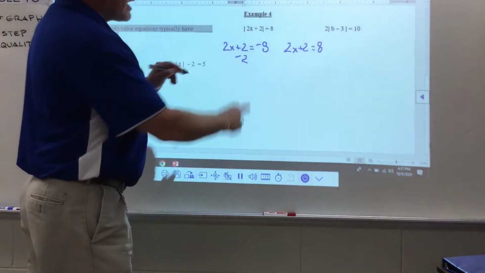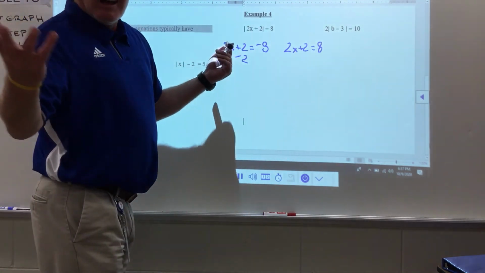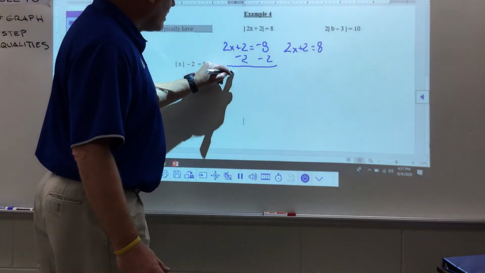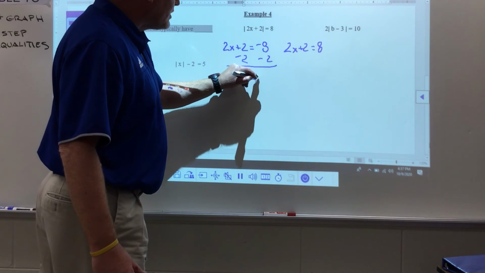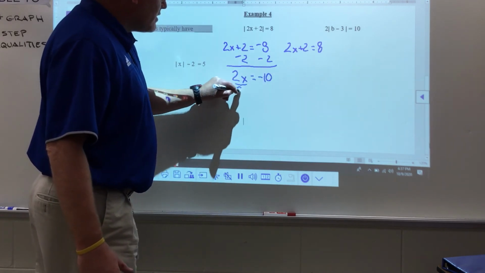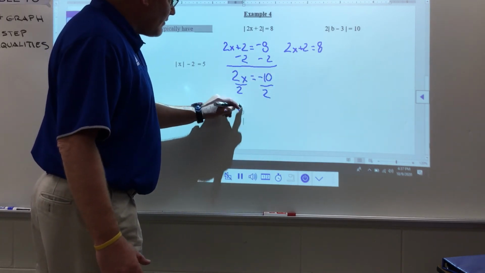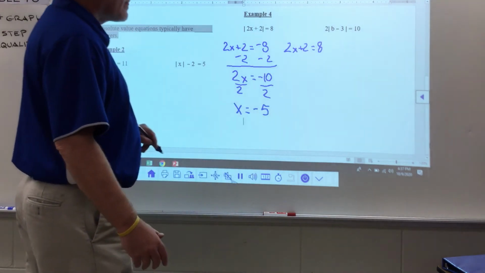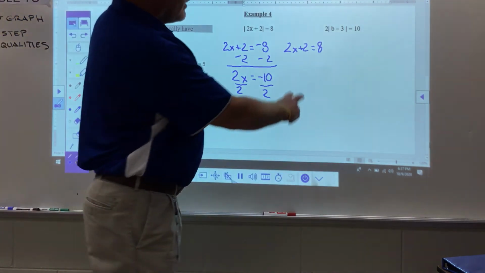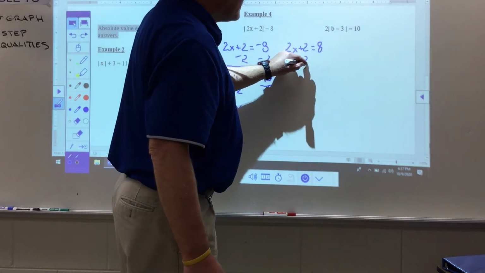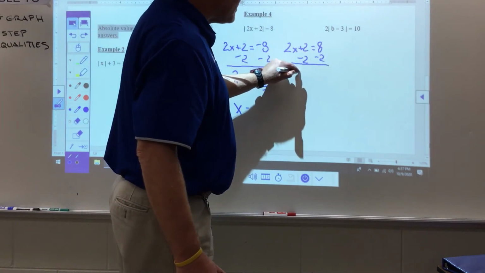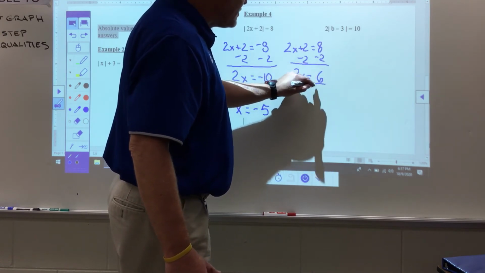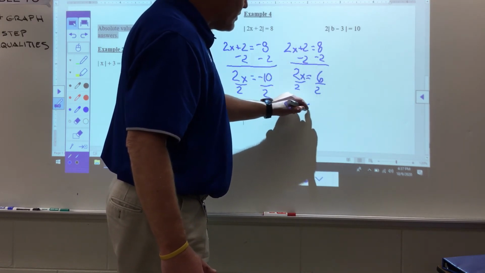Now these are two-steppers because we have a couple operations. It doesn't matter how much is going on in there, same technique. So we have 2x is equal to negative 10. Then divide by 2, and I have x is equal to negative 5. This guy over here, the steps sound familiar. I have to subtract 2, and I get 2x is equal to 6. Divide by 2, and I have x is equal to 3.